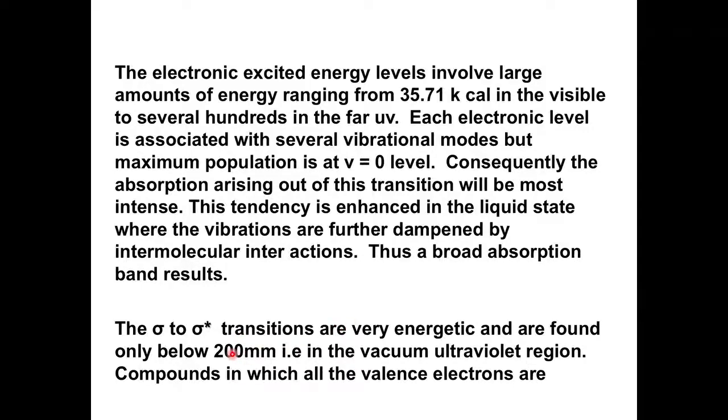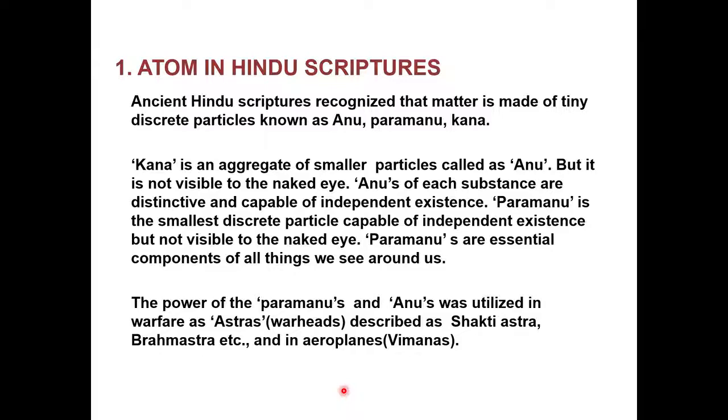That means, transition of electrons from a single bond to an excited single bond structure. Such energetic transitions are found only below 200 nanometers, that is in the vacuum ultraviolet region. Consequently, compounds or elements which have absorption bands below 200 are very difficult to measure in ultraviolet or AAS, atomic absorption spectrometry. Also, compounds in which all the valence electrons are most intense.